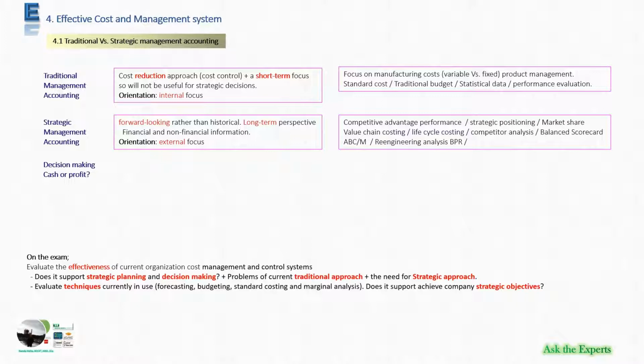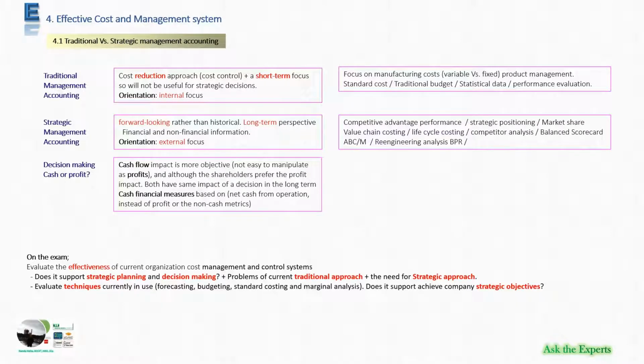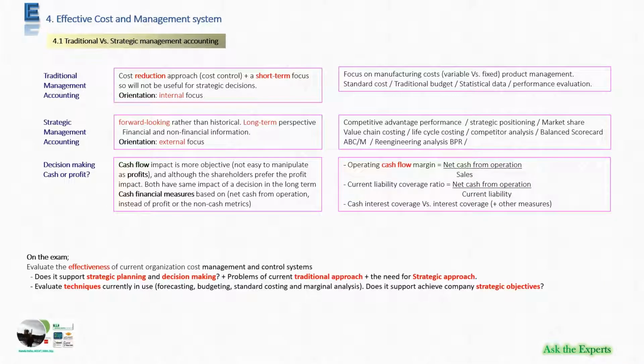One of the modern and agile approach is the cash flow measures, which is based on net cash from operation, instead of profit or the non-cash metrics. It is a more effective measurement tool than the traditional approach. For example, applying the operating cash flow margin, instead of the operating profit margin. Also, the current liability coverage ratio, instead of using the current and quick ratios.